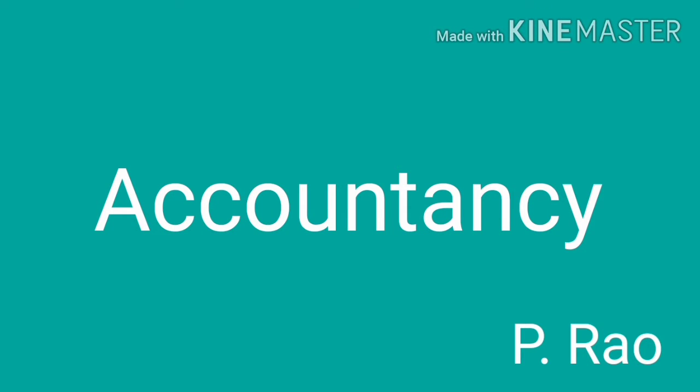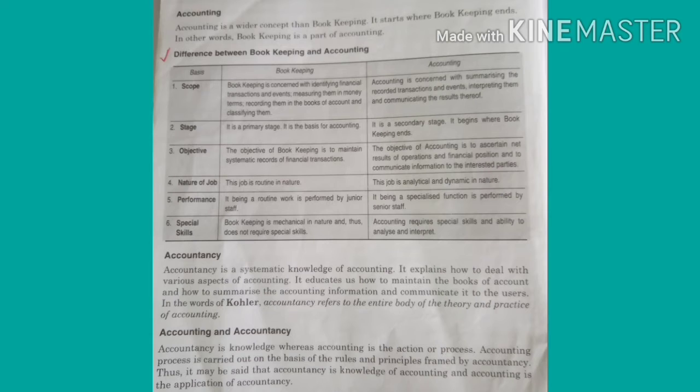Children, now let us see the differences between bookkeeping and accounting. The scope of bookkeeping is concerned with identifying the financial transactions and events, measuring them in monetary terms, recording them in the books of accounts, and classifying them. Bookkeeping is the primary stage; it is the basis of accounting.